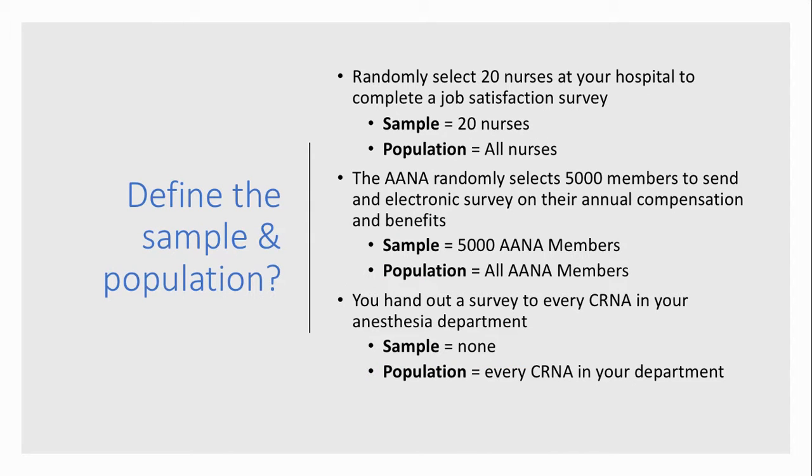Here are some other examples. You randomly select 20 nurses at your hospital to complete a job satisfaction survey. The sample would be the 20 nurses. Your population, the group you're drawing conclusions about, is all nurses at your hospital. How about the ANA randomly selects 5,000 members and sends them an electronic survey about annual compensation and benefits? We know there are closer to 50,000 CRNAs, and over 90%, I think over 95%, are ANA members. So it's really a sample of the larger population of CRNAs.